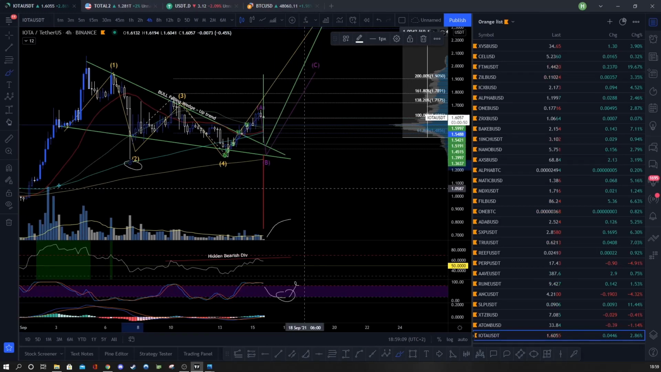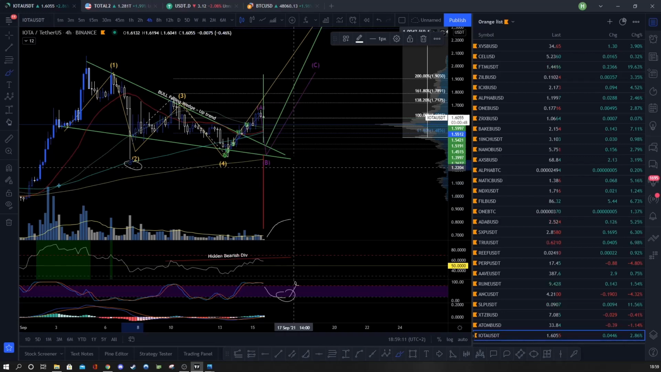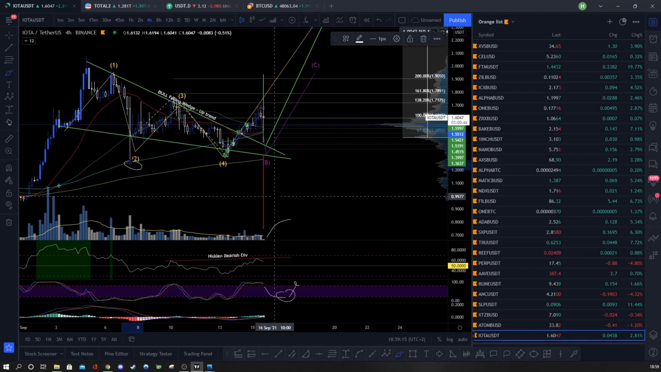But I love this kind of trade, not gonna lie. I love this trade. This TA, in my opinion, is great. There's a 70% chance for upside and 30% for downside, probability wise. So just remember that nothing is guaranteed.